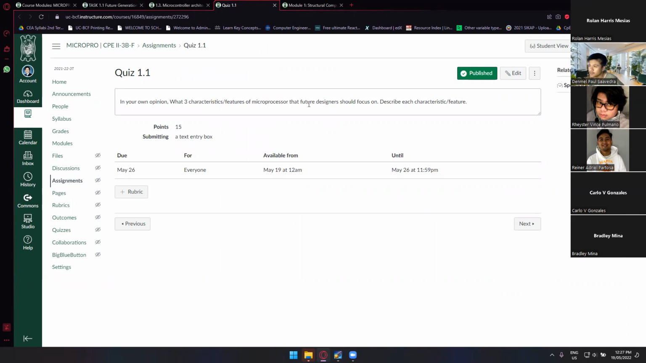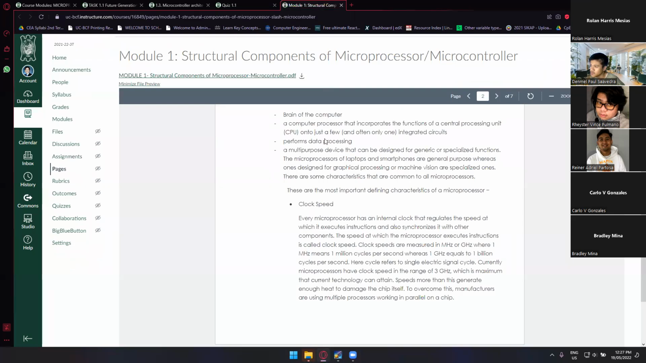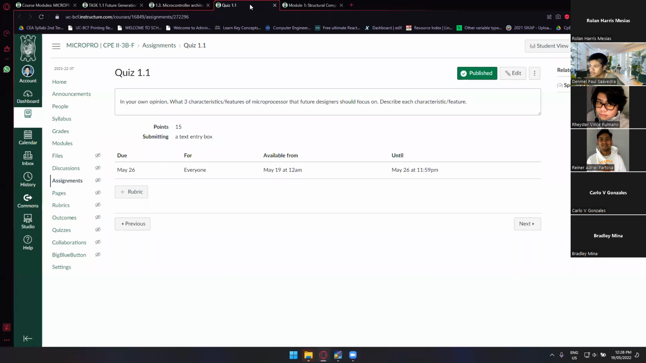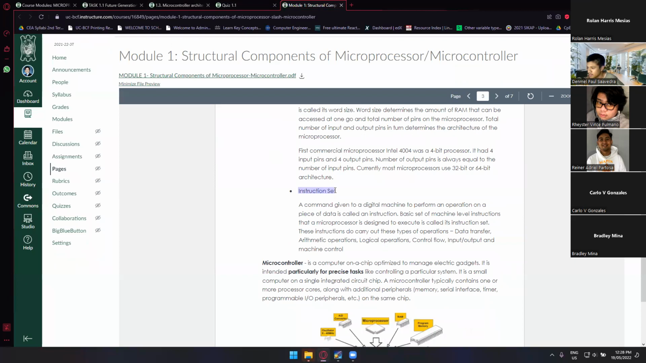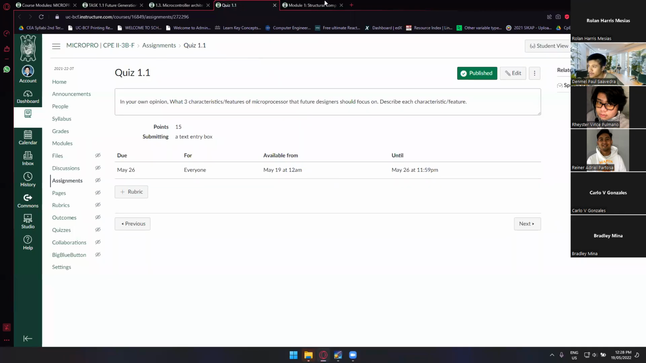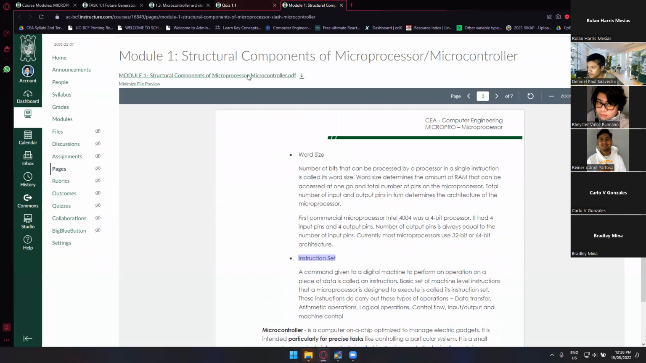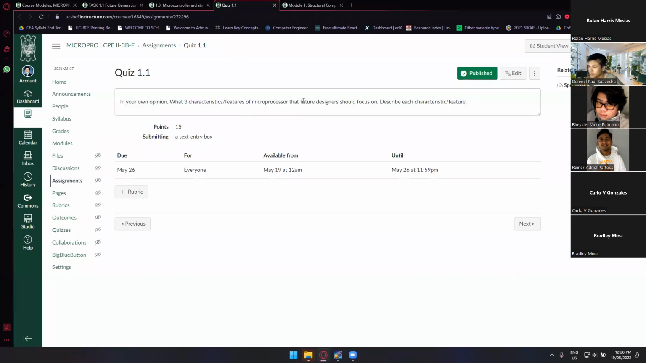Okay. So I think this one is like future designers. Well, when you say future designers, the one that is not yet existing. So this one is already existing, this characteristic of a microprocessor. We have the clock speed, the word size, and then the instruction set. But we only have three for this one. If you're going to choose three, then that's already it. Those three. Okay. But I think the key point here is the future designers should focus on.